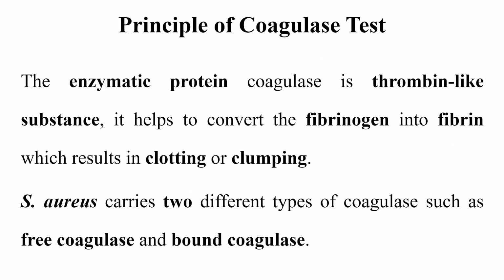The principle of the coagulase test: the enzymatic protein coagulase, as we said previously, is enzymatic and consists of protein. It is a thrombin-like substance; its structure is chemically like thrombin. Thrombin is also a protein found in the plasma of the blood. It helps to convert fibrinogen into fibrin, which results in clotting or clumping. So Staph aureus carries two different types of coagulase, which may be in the free form or bound form.